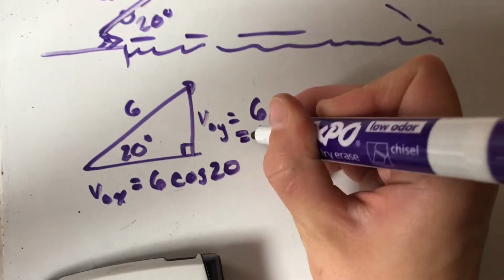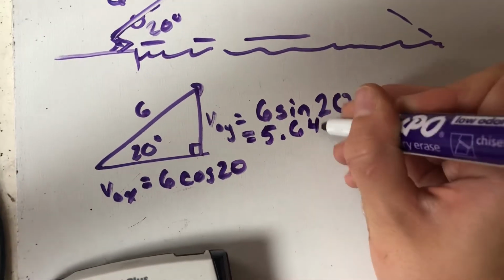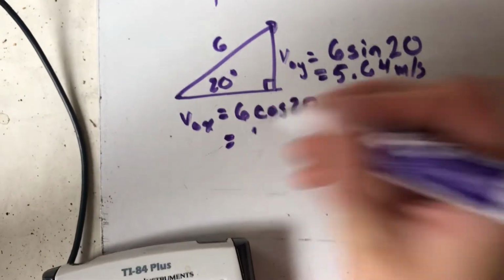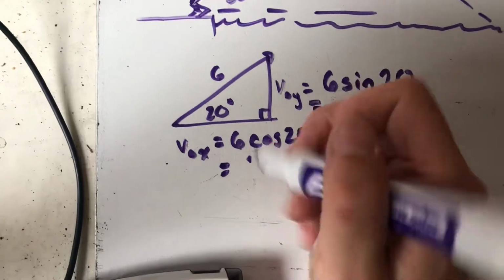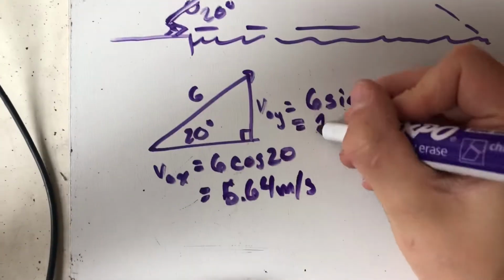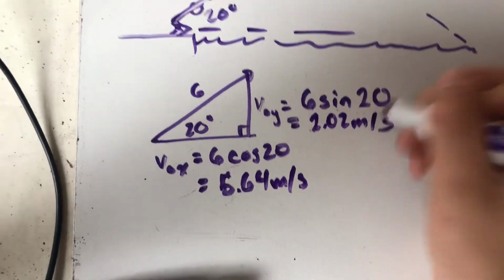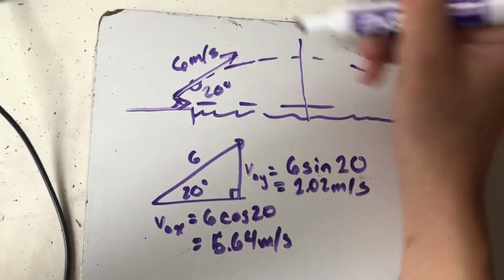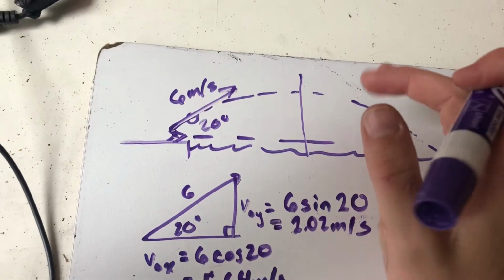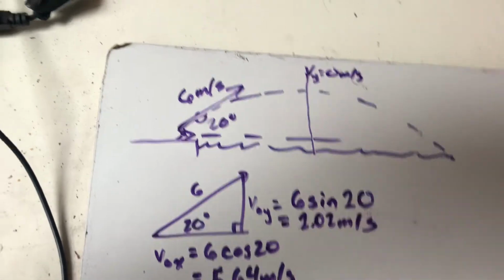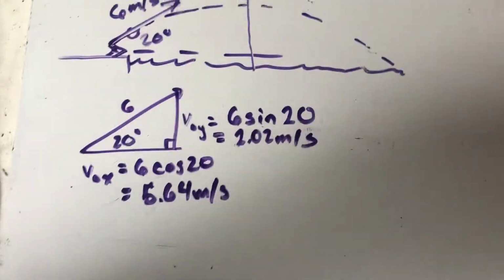But we've got that our initial x velocity is 5.64 meters per second. Our initial y is 2.02 meters per second. So now, I really like to use this method where I use the final y velocity at the top of the arc as 0, and then figure out that time and double it. So let's keep going with that.